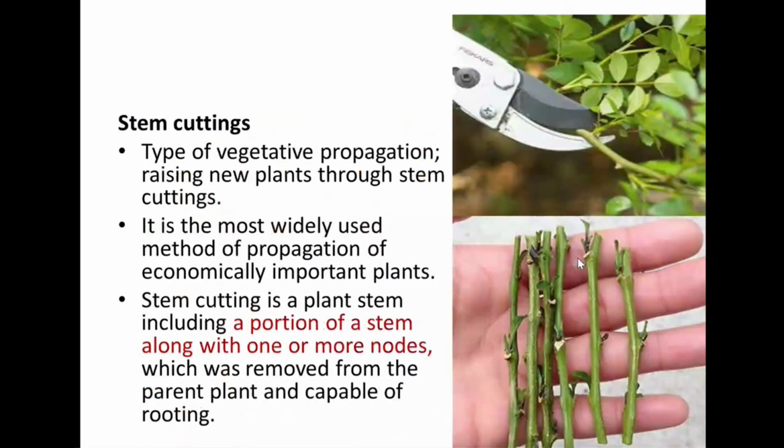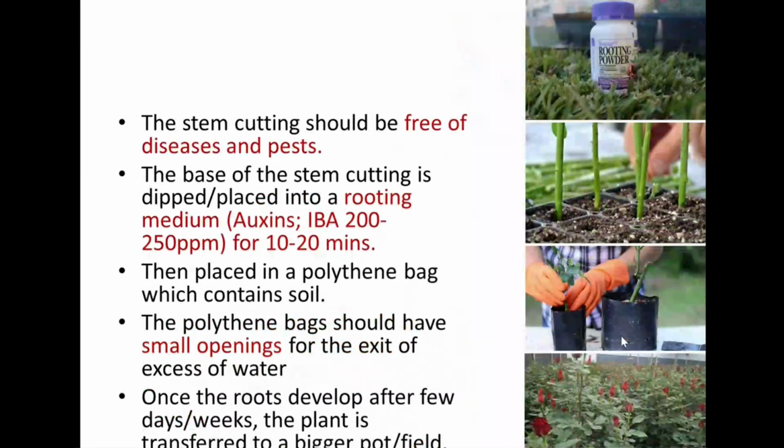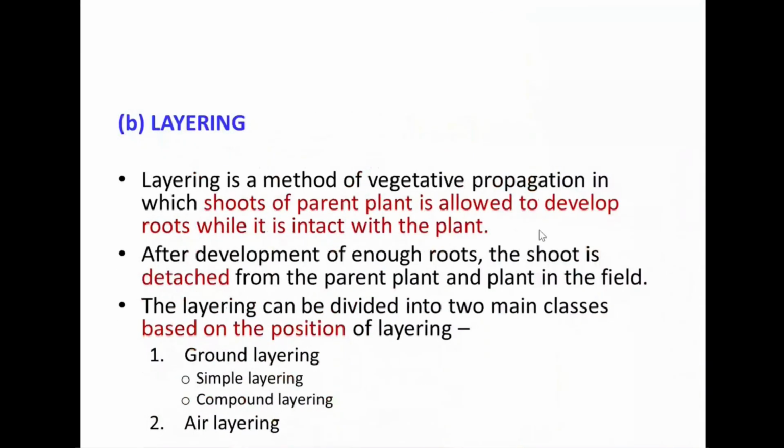In cuttings, roots are produced once we detach from the parent plant, then we put it in a rooting hormone and take care of it with watering and other things. Only then will it give roots. But here, the plant produces roots while it is attached to the parent plant itself. Once it produces roots there, we can detach it from the parent plant and grow it independently. So this is called layering.